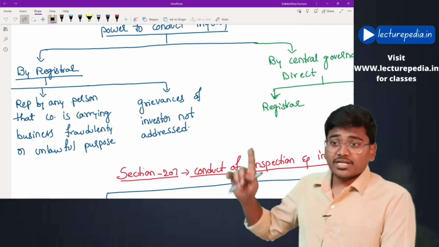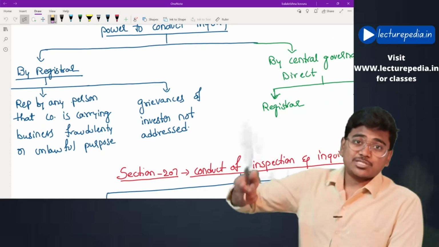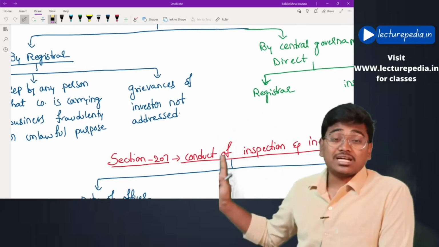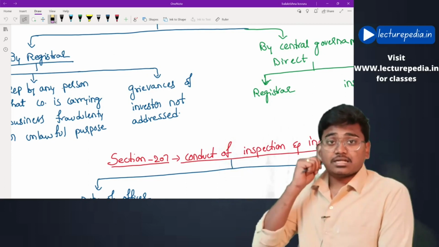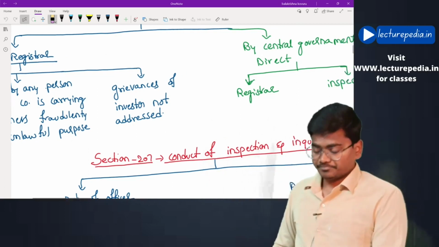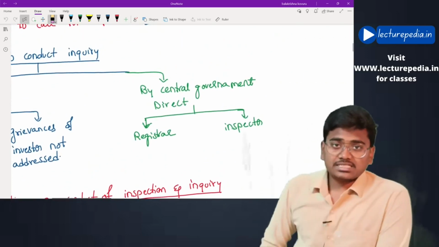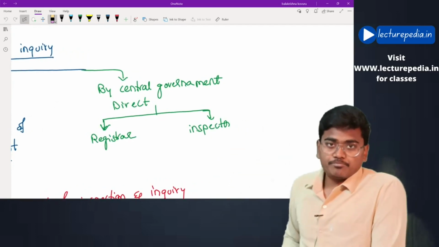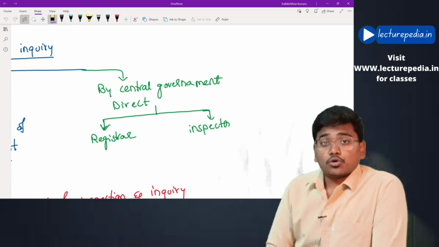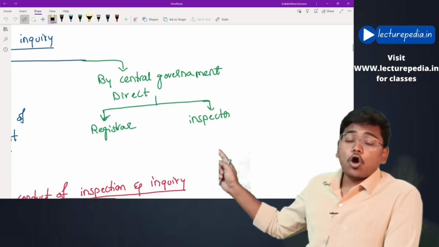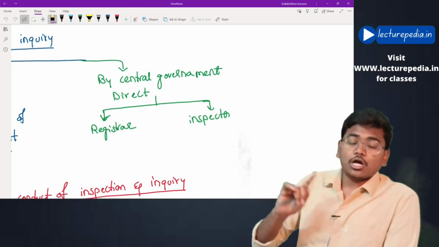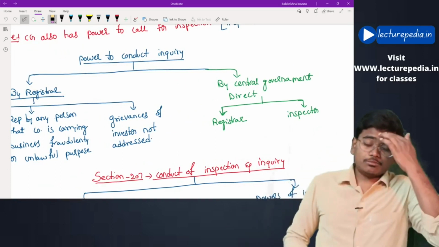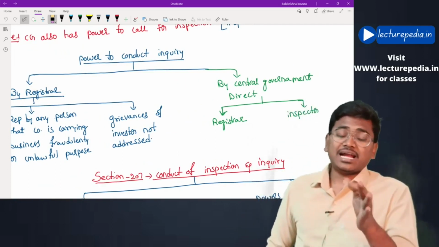Or if the company is not fulfilling or not responding to the grievances of the investors. If grievances of investors are not addressed, even in such case also, the registrar can conduct inquiry on the company. Those are the cases in which the registrar can conduct inquiry. Now, inquiry by central government. Even the central government can suo motu direct the registrar or inspector to conduct inquiry on the company. Hope this is clear. That is section number 206 relating to inspection and inquiry.